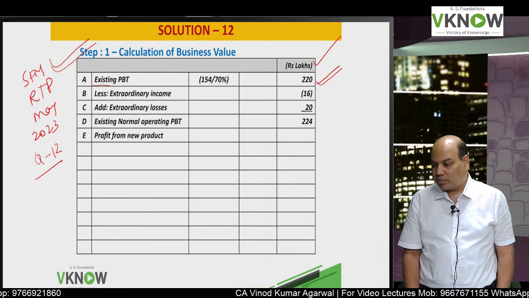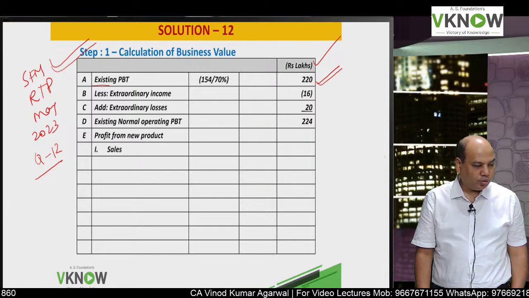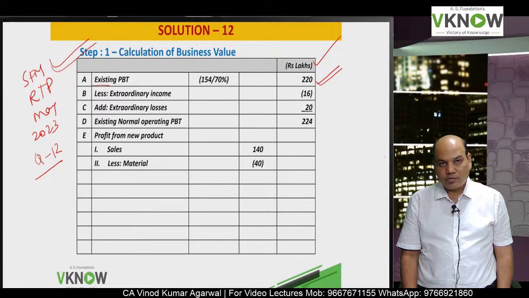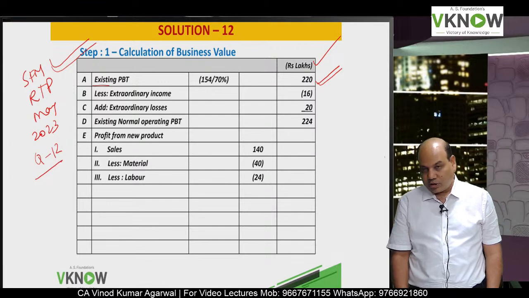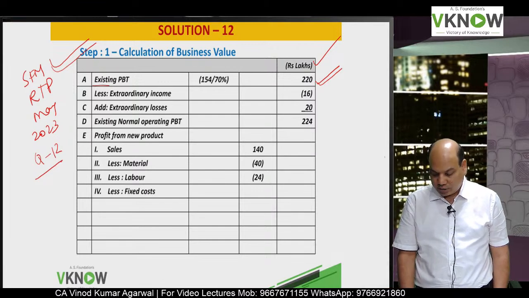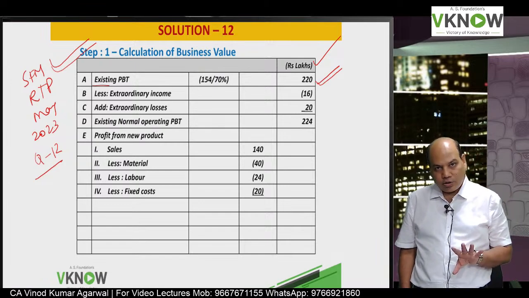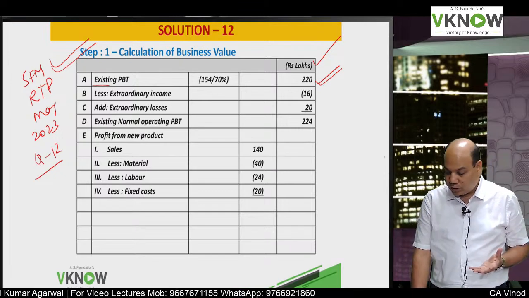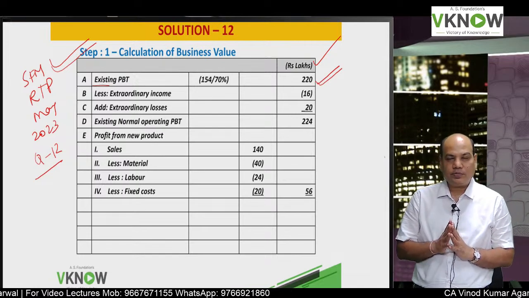Then you write down point number E, profit from new product. Under that write down sales 140. Material 40 in bracket. These are cost. Labor 24 in bracket. Fixed cost 20 in bracket. So existing profit will continue. The new product will generate additional profit, so my profit would increase in future by 56.